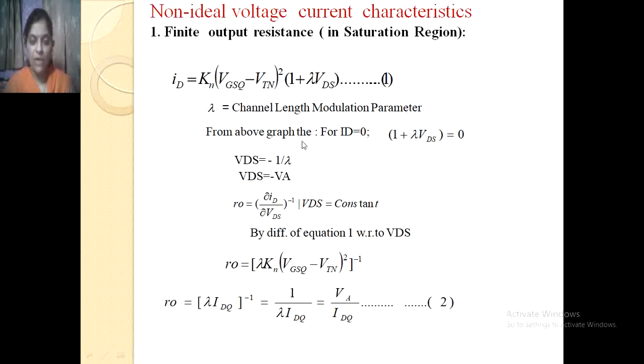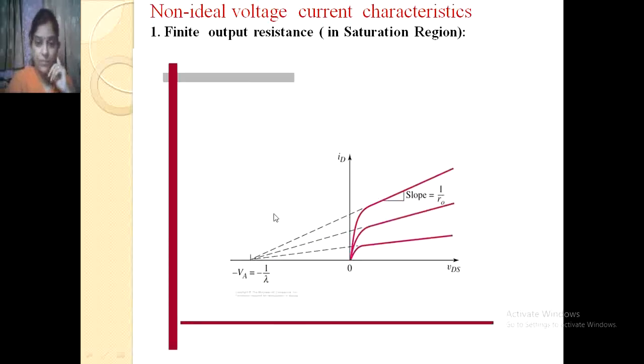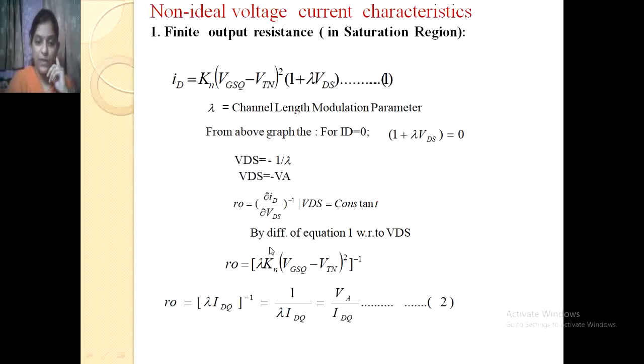So from the above graph, for ID equal to 0, 1 plus lambda VDS is equal to 0. So when we calculate VDS, it is minus 1 upon lambda, and 1 upon lambda is nothing but this value VA. Okay. So the output resistance is nothing but the derivative of the drain current with respect to the drain source voltage.